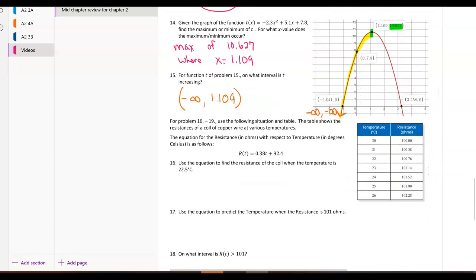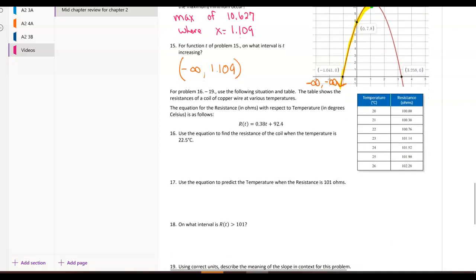Okay, next one. So for problems 16 through 19, we're going to use the following situation and table. The table shows the resistance of a coil of copper wire at various temperatures. And the equation for the resistance in ohms with respect to temperature in degrees Celsius is as follows. So what we want to do is use the equation right here to find the resistance of the coil when the temperature is 22.5 C degrees.